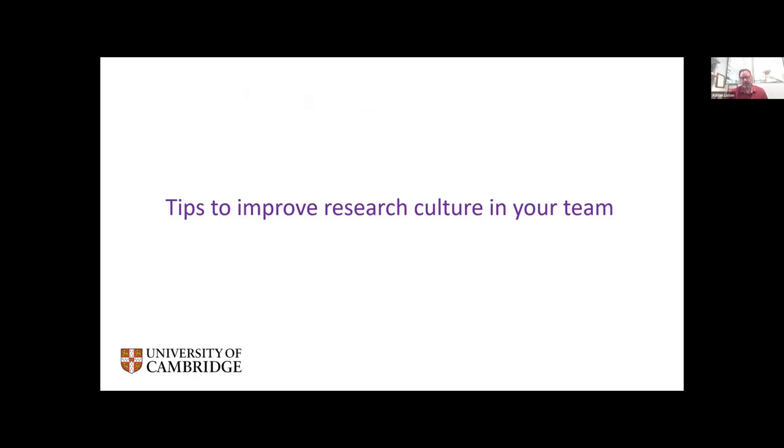So for this next part of the talk, I want to focus on some practical tips to improve the research culture in your team. And I think there are lots of different ways we can do this. There is no perfect team. Research culture excellence is a constantly moving target. Expectations are changing, strategies are improving. We can always work on our own practice. So no matter how good your environment is, you can think about things that you could incorporate to try to make your environment better for your team members.